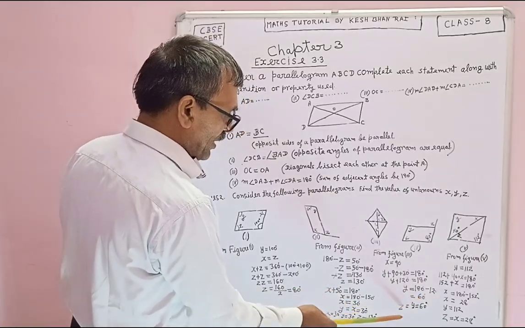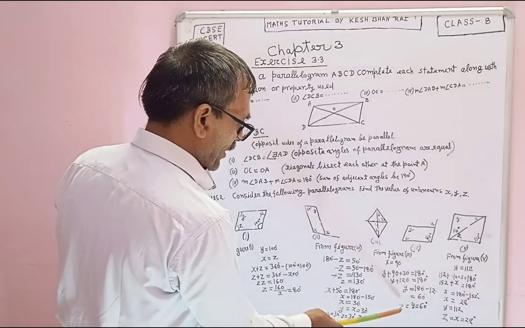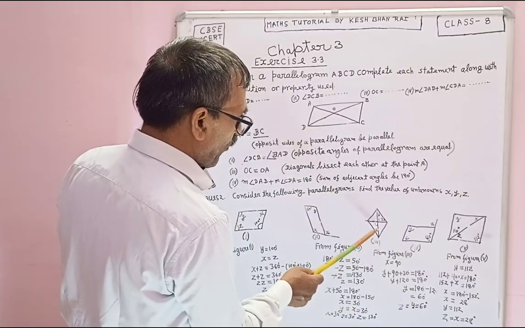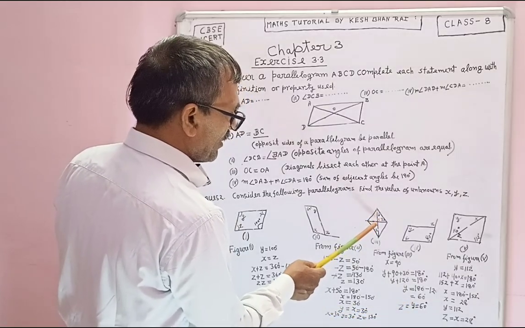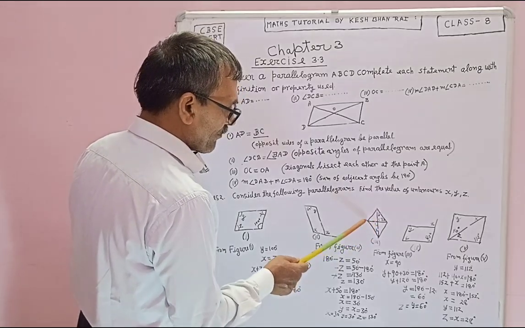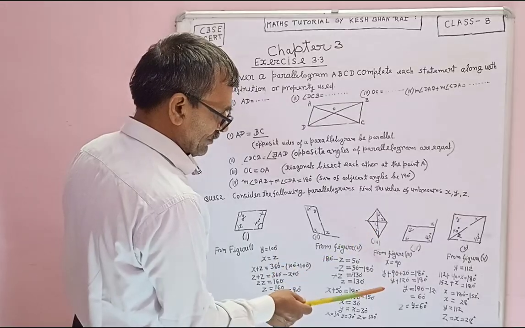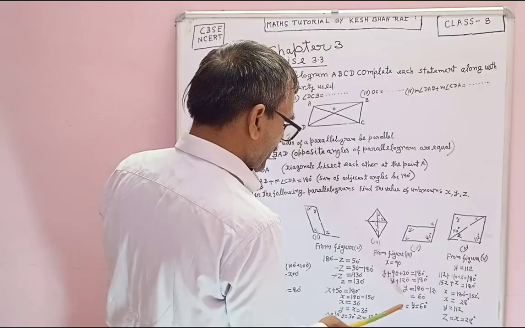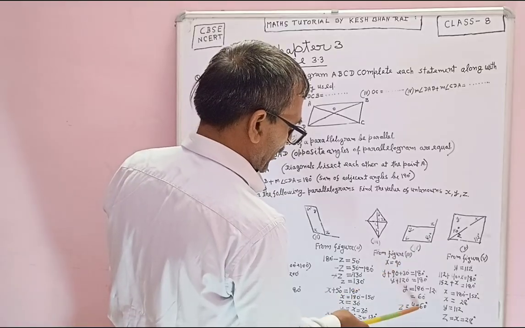So y is equal to 60 and z is equal to y, because alternate angles are equal. Therefore z is equal to y is equal to 60. Then x is equal to 90, z and y equal to 60.